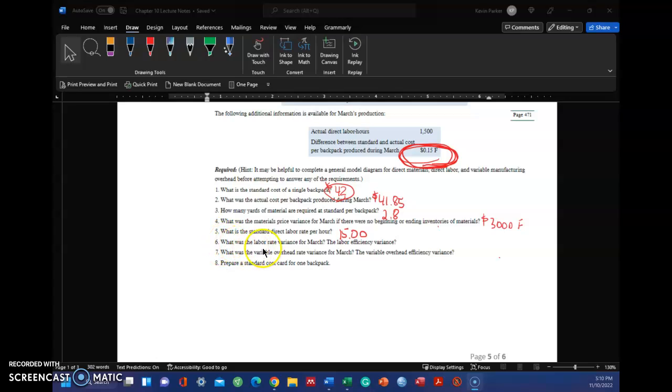6 asks, what is the rate and efficiency variance for labor? Number 7 asks, what is the variable overhead rate and efficiency variance for variable overhead? And then it says, prepare a standard cost card for one backpack. I've already prepared that on an Excel file.